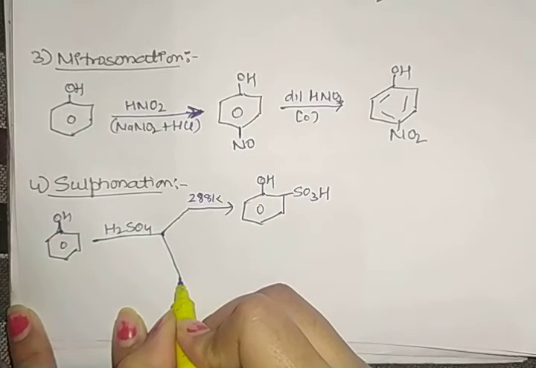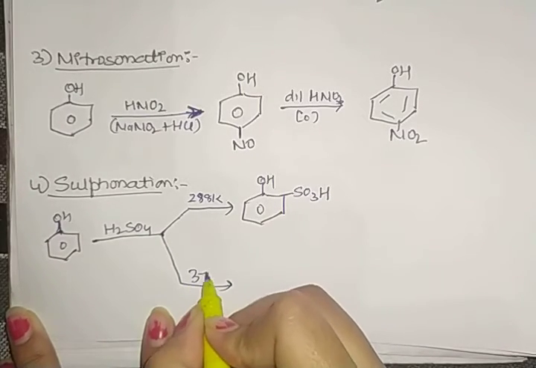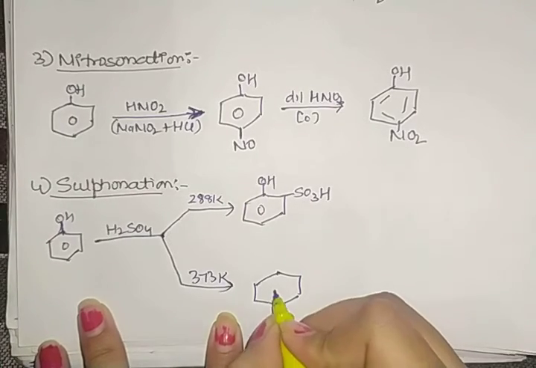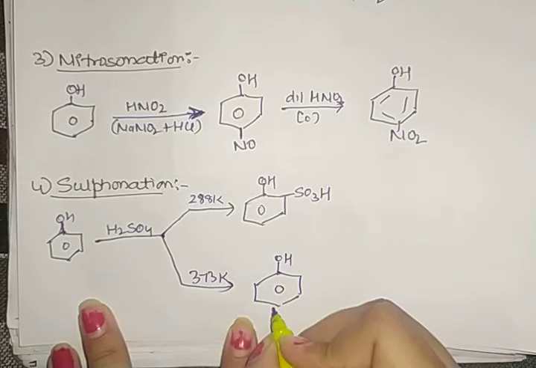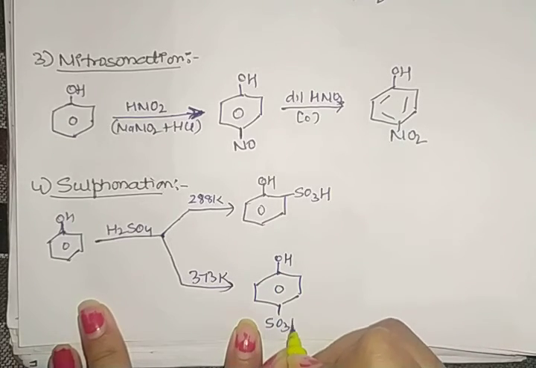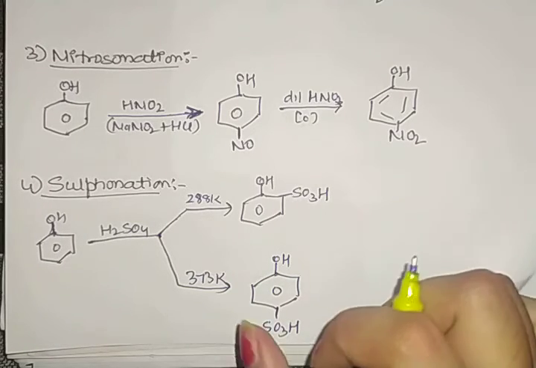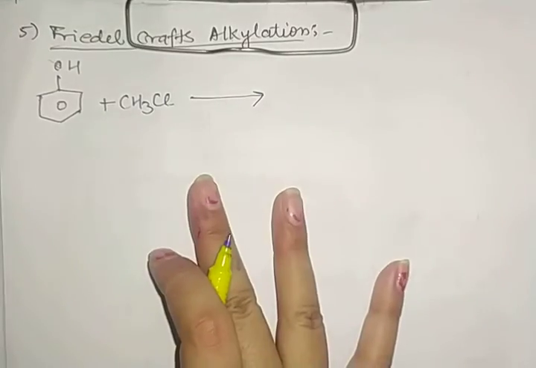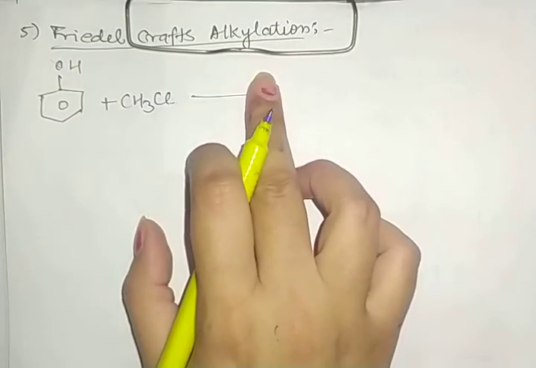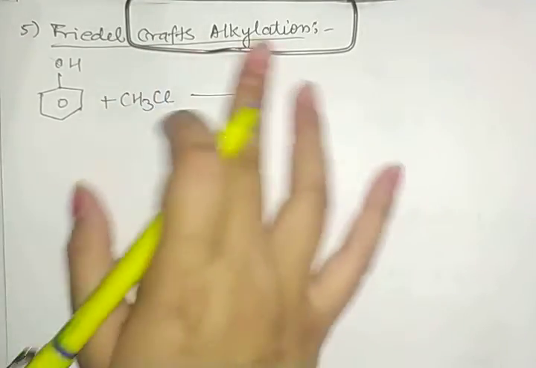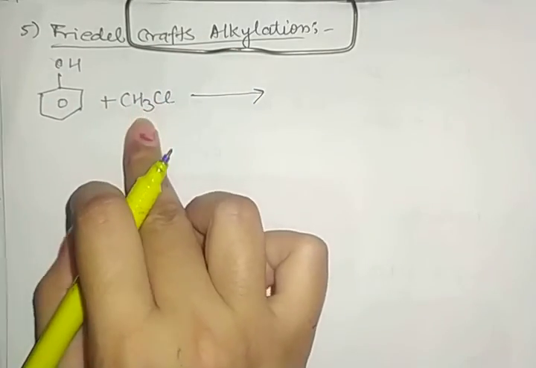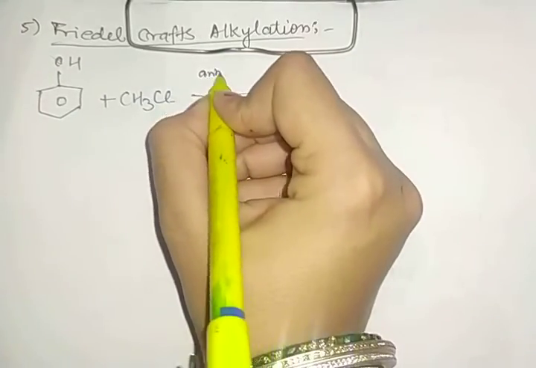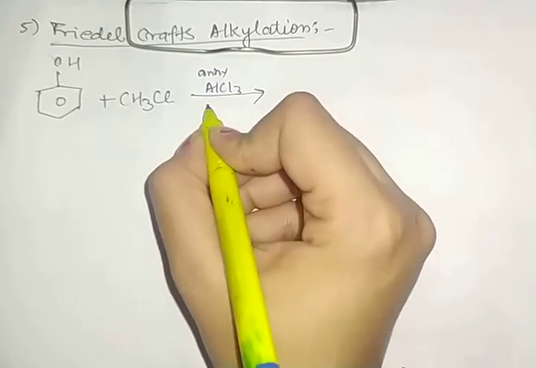So if we raise the temperature, if the temperature is now 373 Kelvin, again sulfuric acid is in both, what will happen is it will attack the para position. Now this is known as 4-hydroxybenzene sulfonic acid. Clear? Now next, last but not least, is Friedel-Crafts alkylation. So what is this Friedel-Crafts alkylation? When we are treating phenol with methyl chloride in the presence of anhydrous AlCl3, aluminium chloride.